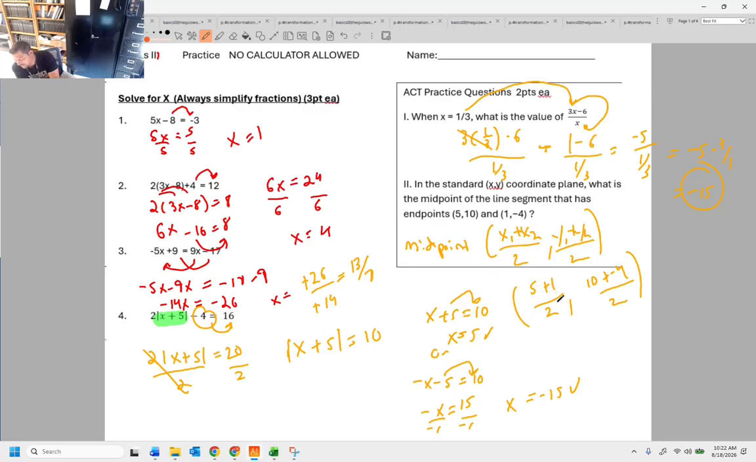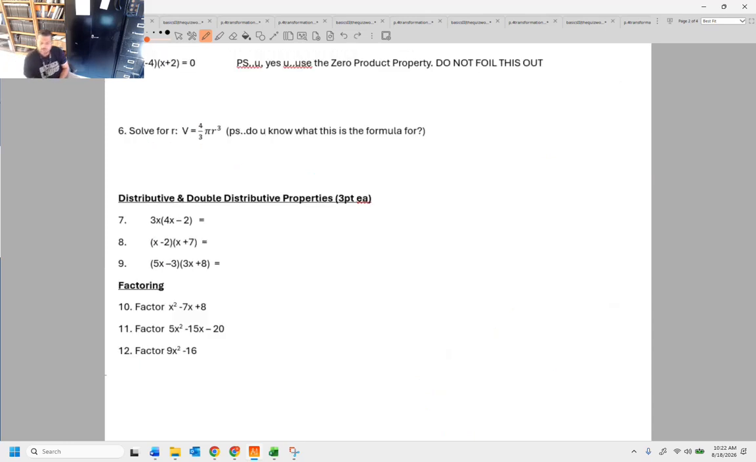5 plus 1 being 6, 6 over 2 being 3. 10 plus a negative 4 also being 6, 6 over 2 being 3. Easy peasy, lemon squeezy. All right, number 5 says, PSU, yes, you use what's called the zero product property.